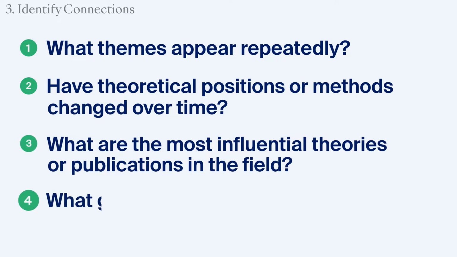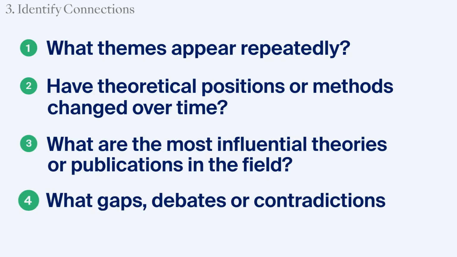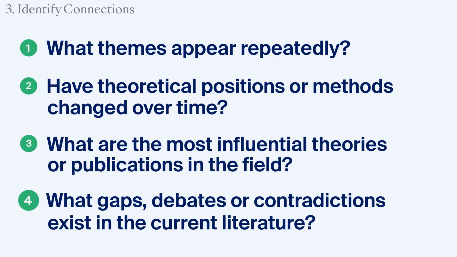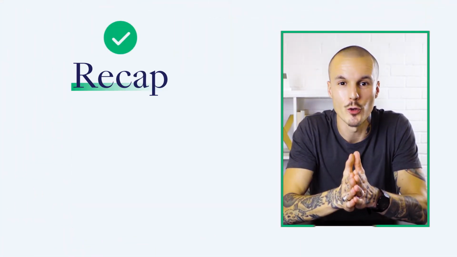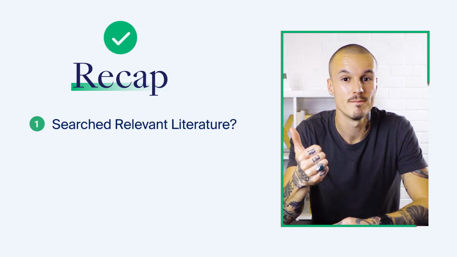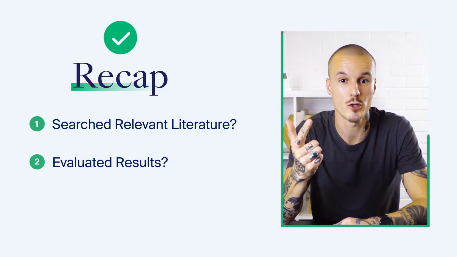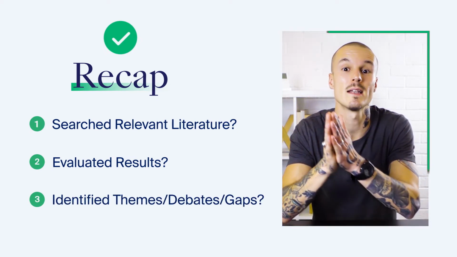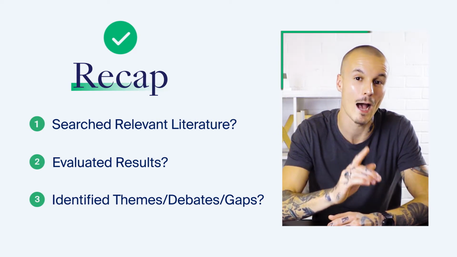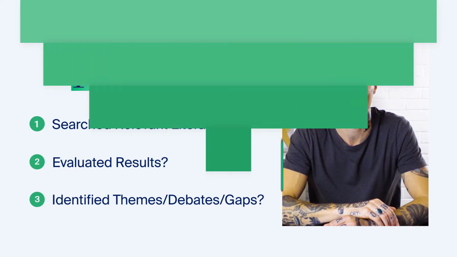And finally, what gaps, debates, or contradictions, if any, exist in this literature? Before we finish, let's double check that we've covered everything with a quick recap. Have you searched for relevant literature, evaluated the results and made your selection, and finally, identified key themes, debates, and most importantly, gaps in your field's research?